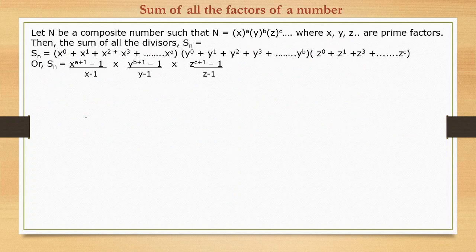Now we will look into the concept of how to find the sum of all the factors of any given number. First we will try to see this with a very small example. Say we take an example of 12. We can write this as 2 raised to power 2 into 3 raised to power 1. Fine. So what would be those factors?